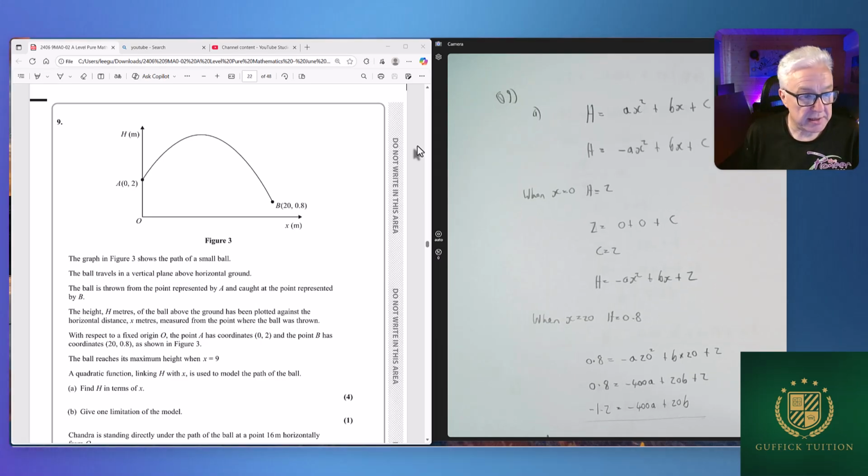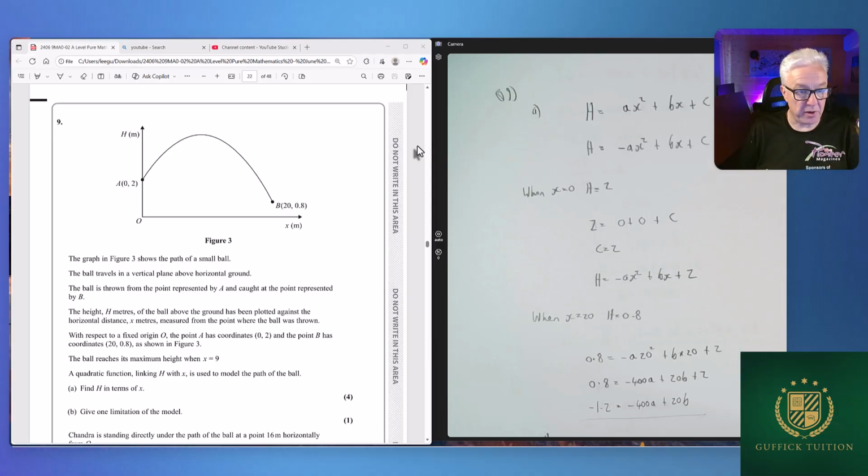So question 9, it says the graph in figure 3 shows the path of a small ball. The ball travels in a vertical plane above horizontal ground. The ball is thrown from a point A, and caught at the point represented by B. The height in meters of the ball above the ground has been plotted against the horizontal distance x meters, measured from the point where the ball was thrown.